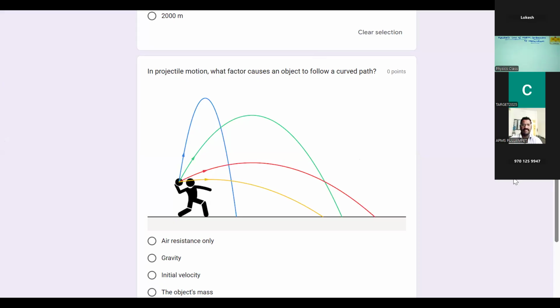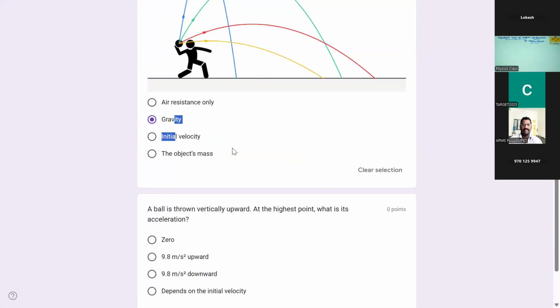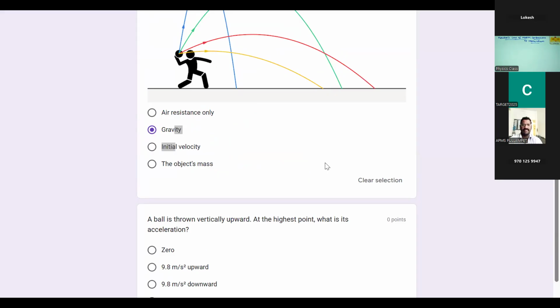So option 3, initial velocity? No. So gravity is the reason. In projectile motion, that factor, gravity, causes an object to follow a curved path. Only gravity. It is not initial velocity or object mass. Already you know that it is independent of object mass, and also air resistance only. So gravity is the reason. Very good, KGBV. Super.